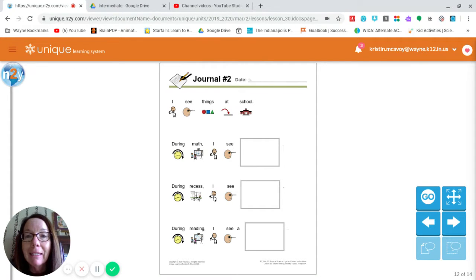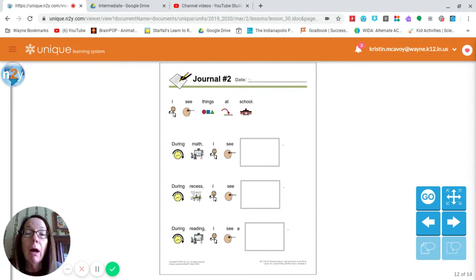Okay, great. So I want you to think about things that you see at school. And I know that we're not at school right now, so you're going to have to remember back to when you were there. Think about things that you saw in the classroom, things that you saw outside, things that you saw when we were doing our math group, things that you saw when we were doing reading group specifically.